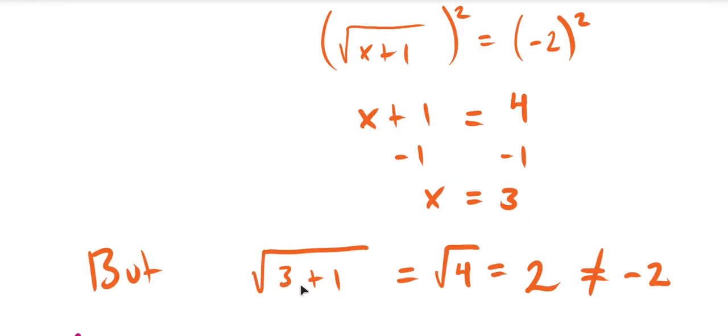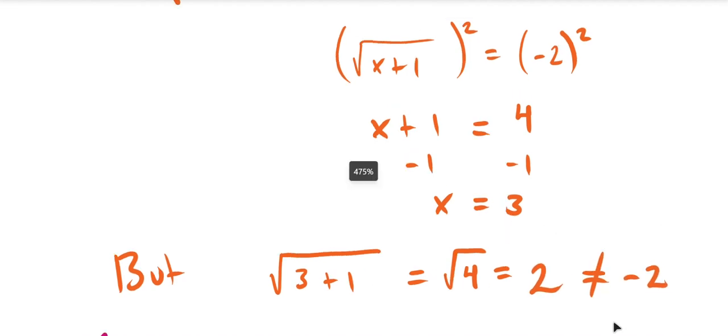Now, the square root of 3 plus 1 is the square root of 4, which is +2, and not -2. So it didn't work. And we saw why graphically just a moment ago, but this is why algebraically. Now, this gives us a certain takeaway.